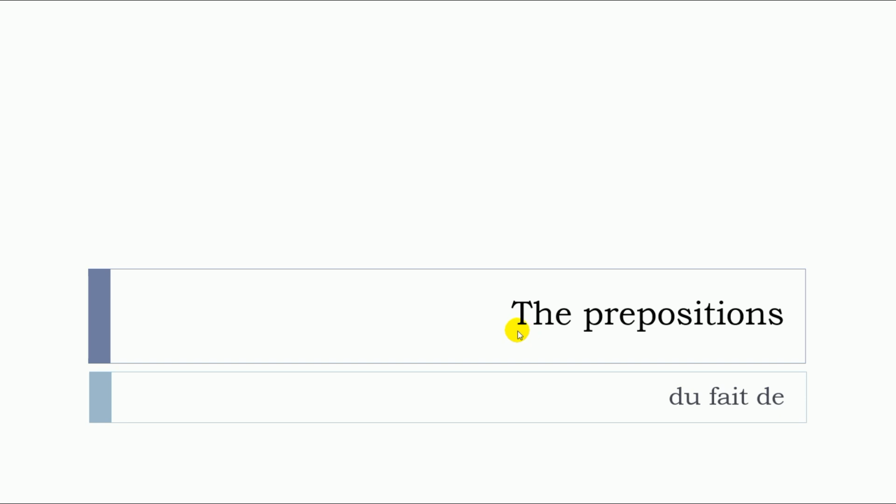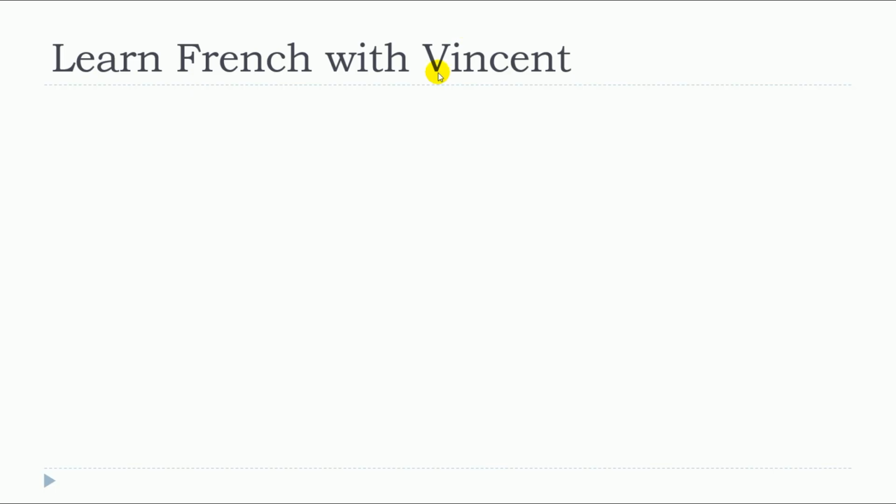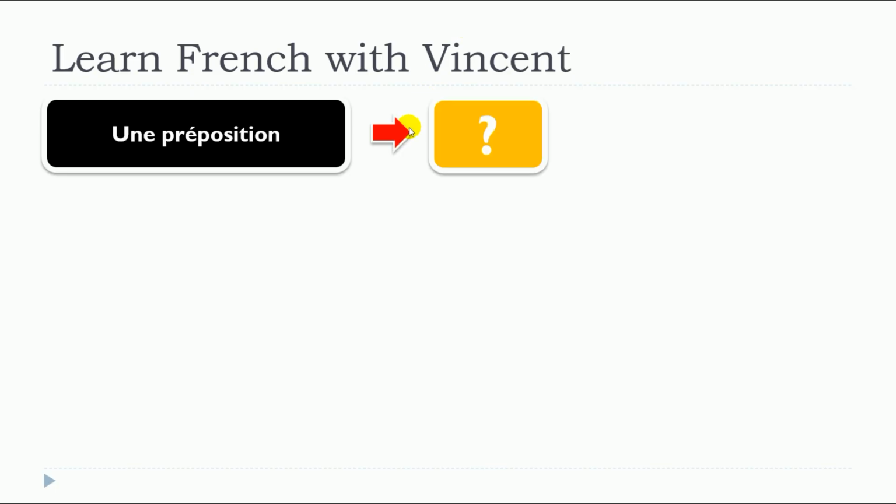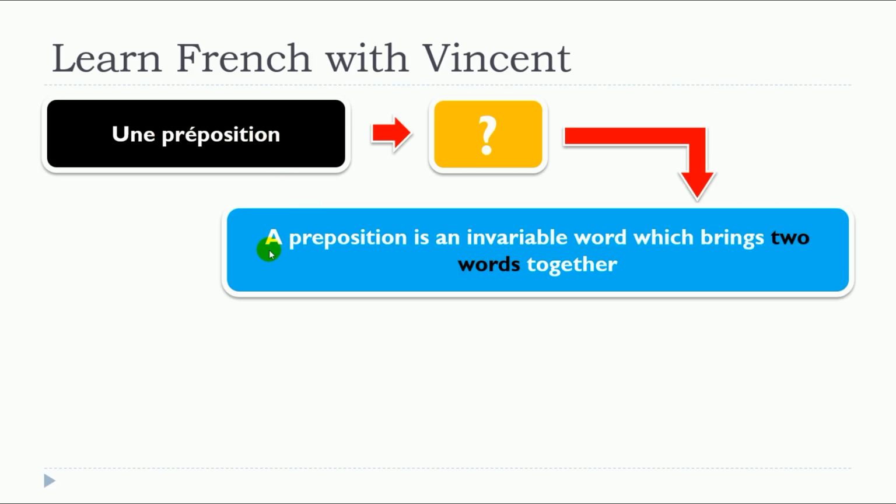In this lesson, we will see together the prepositions, but more precisely, "du fait de". So, of course, the first thing that we need to see together is what is une préposition? Well, a preposition is an invariable word which brings two words together.